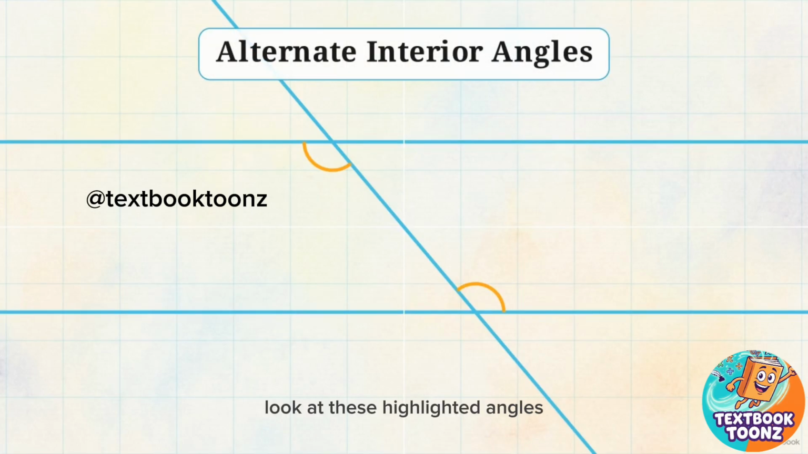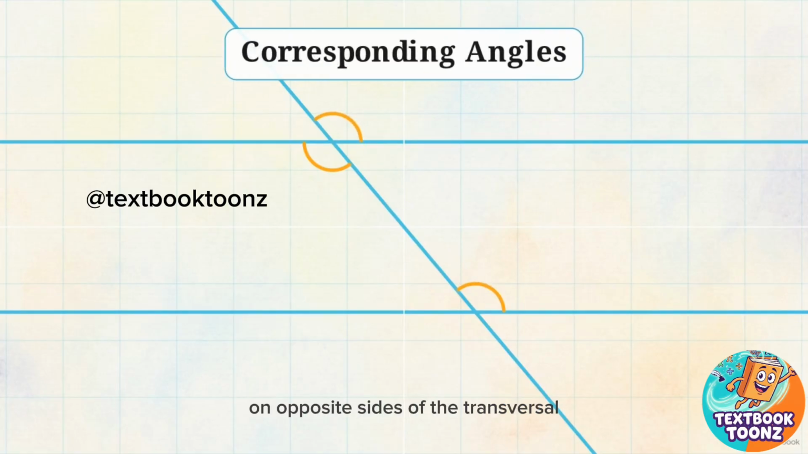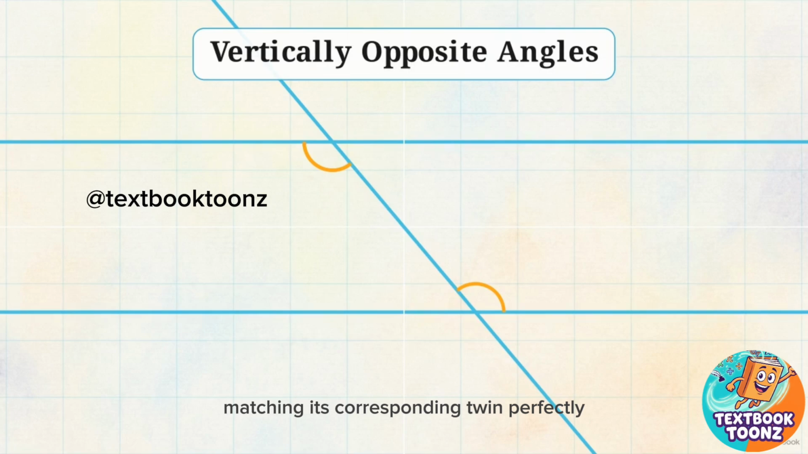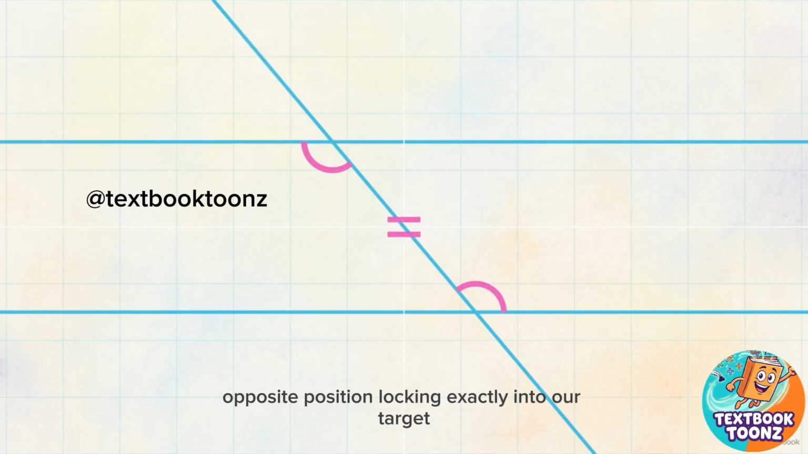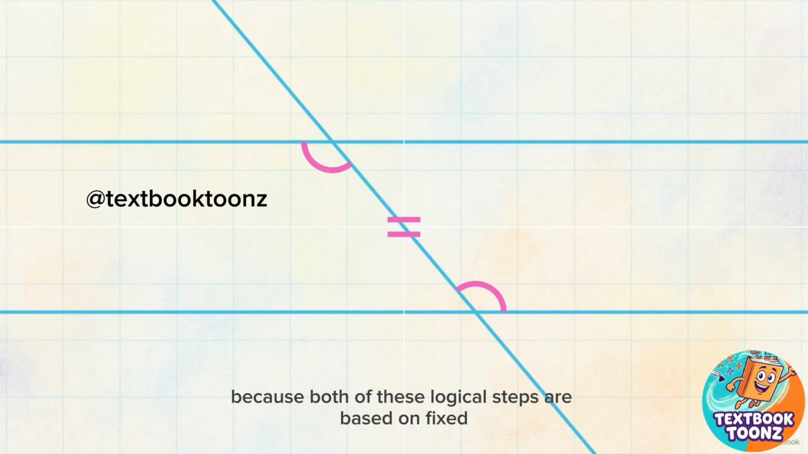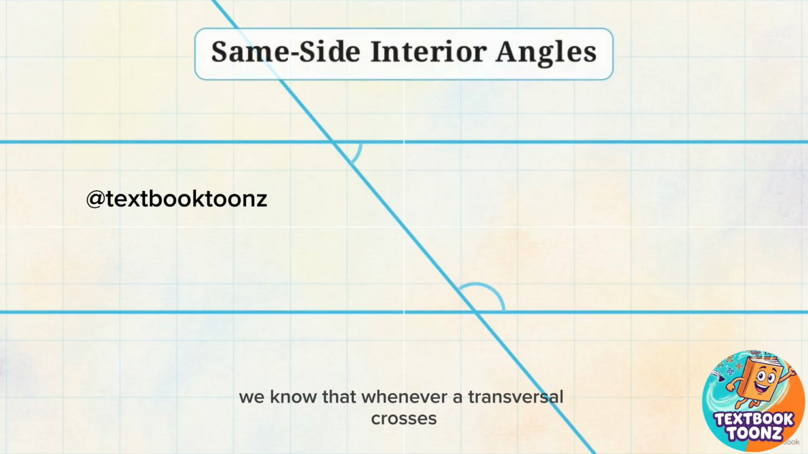Look at these highlighted angles tucked snugly between parallel lines on opposite sides of the transversal, alternate interior angles. Watch the bottom angle slide up, matching its corresponding twin perfectly. Then it crosses the intersection to its vertically opposite position, locking exactly into our target. Because both of these logical steps are based on fixed geometric laws, we know that whenever a transversal crosses parallel lines, alternate interior angles must be equal.